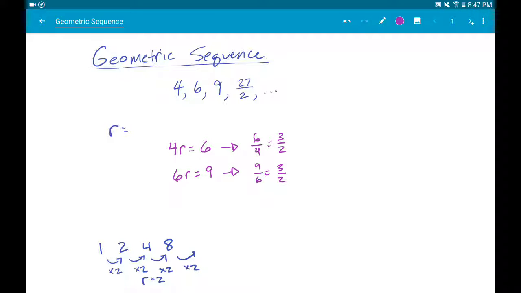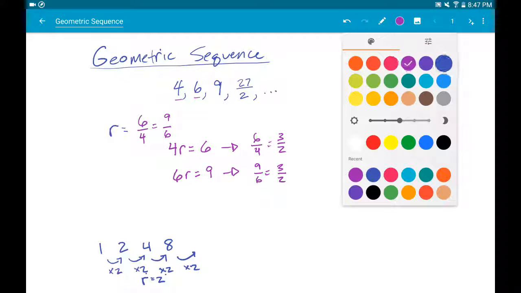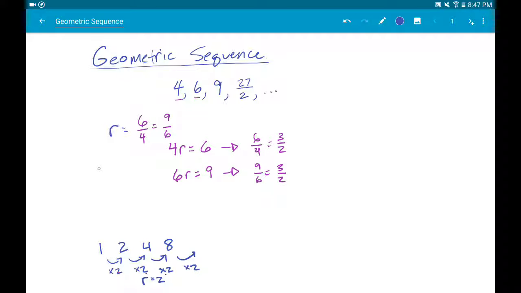Another way to find r is you can just take the ratio of consecutive terms, 6/4 or 9/6. It's kind of the same thing, done in two different ways. If a sequence has a consistent r that gets applied every time, then it makes it geometric. A couple things also: r you can kind of think of as the pattern. In this case, r is 3/2.